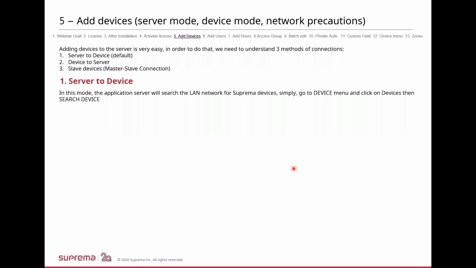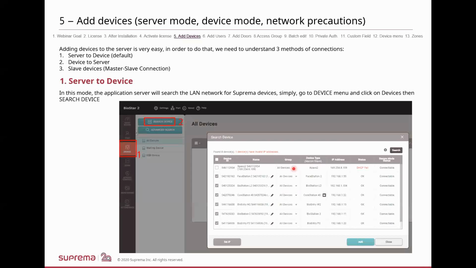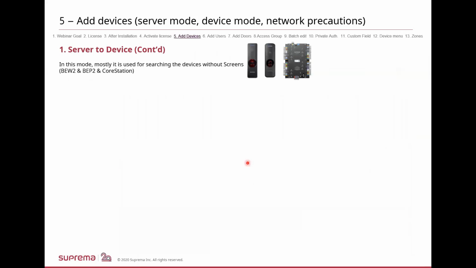In this mode, the application is going to search the LAN. So if you go to the device tab and click search, BioStar 2 is going to search the LAN and accordingly find all the Suprema devices. This is what we call server to device. So we have a couple of devices like BioEntry W2, BioEntry P2 and the CoreStations, which are without screens, because for the devices with screens, it is easy to adjust the IP address and find them, but those devices need to be found by the server.